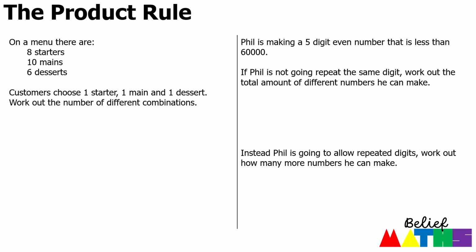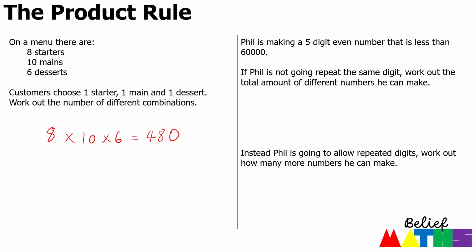Next, we look at the product rule, and that can come up in one of 2 ways. You could be given something like a number of choices, or you could be given a code to work out. Your number of choices, very simply, if you're trying to work out combinations from a menu, you've got 8 starters times 10 mains times 6 desserts, and you just multiply those together. Again, you can do this in any order, so 8 times 6 is 48, times 10 is 480 choices.